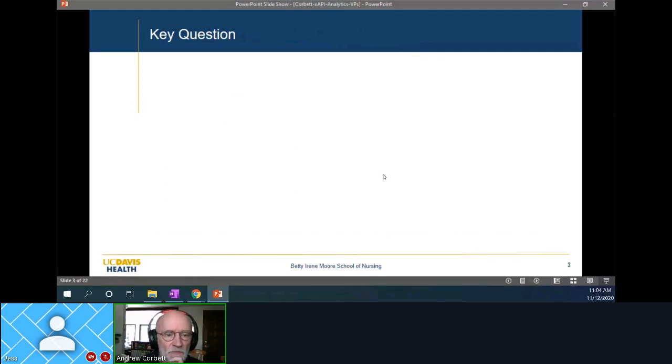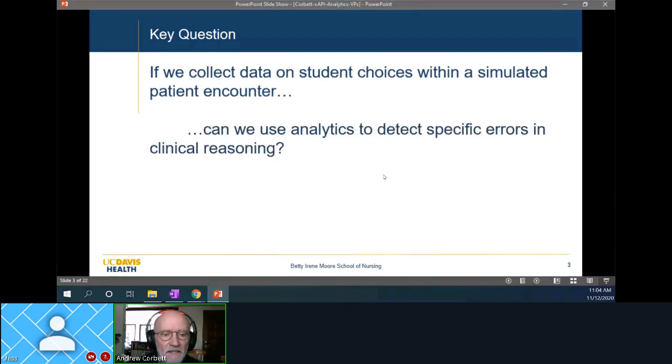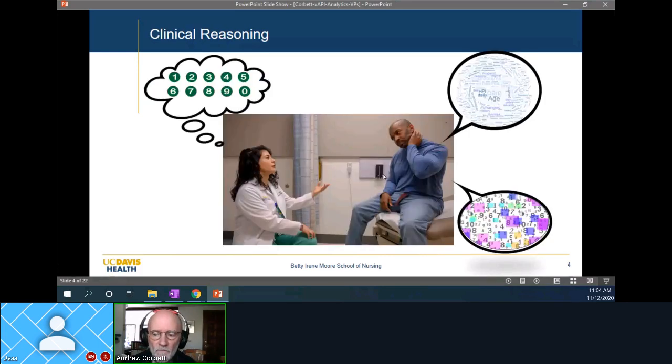And the key question we're exploring is, if we collect data on student choices within a simulated patient encounter, which we did here, is it possible to use data analytics to detect specific challenges or specific patterns in clinical reasoning in those students? And this is particularly important for clinical reasoning because it's obviously a high order cognitive skill, where you have a patient in front of you.